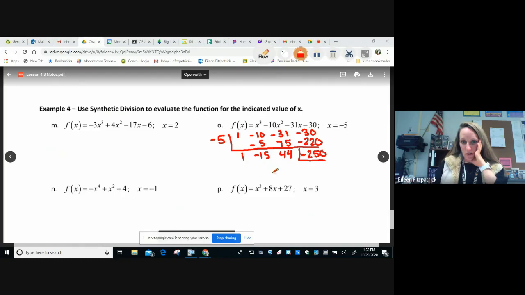Okay. So f of negative 5, meaning when I evaluate this function with negative 5 plugged in for the x, I get a negative 250.